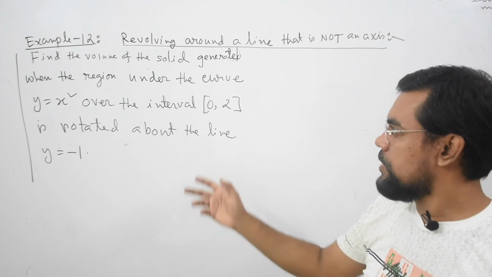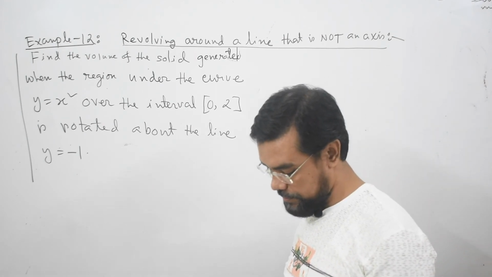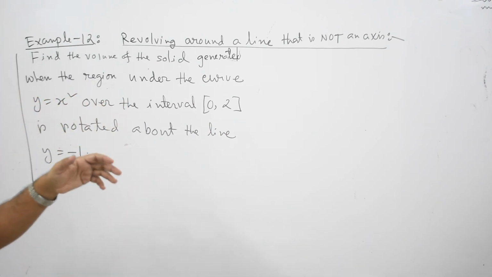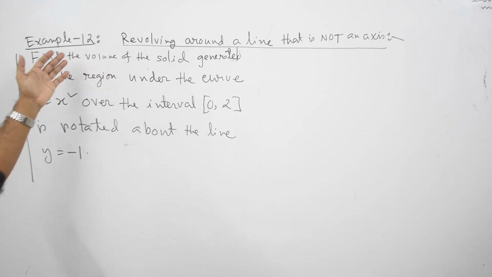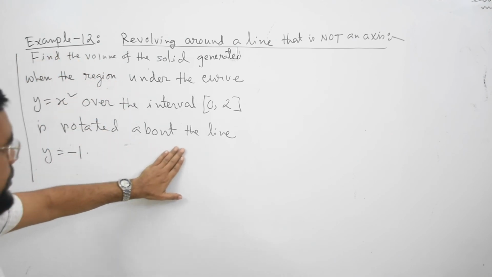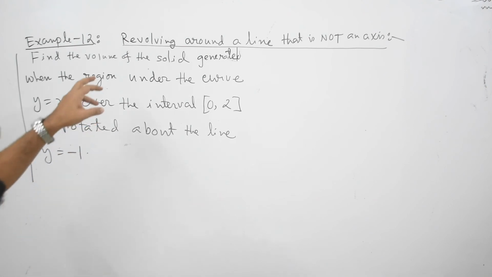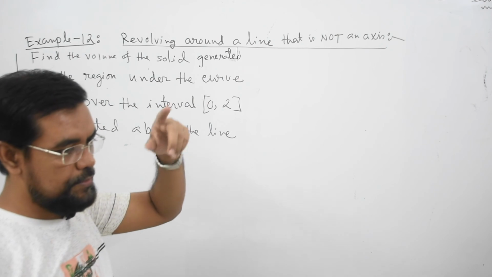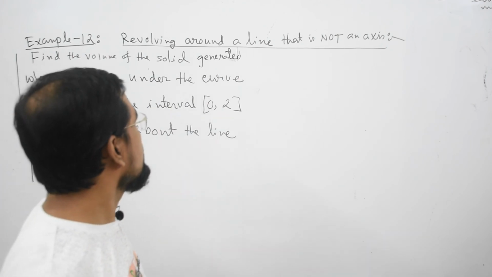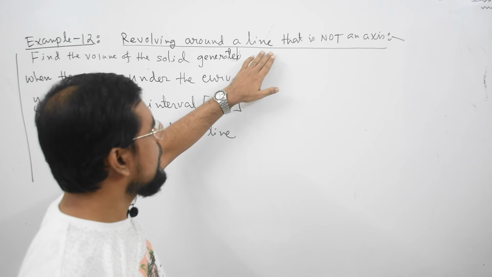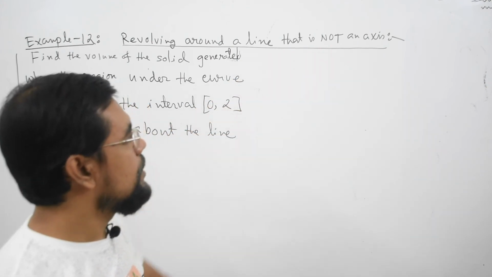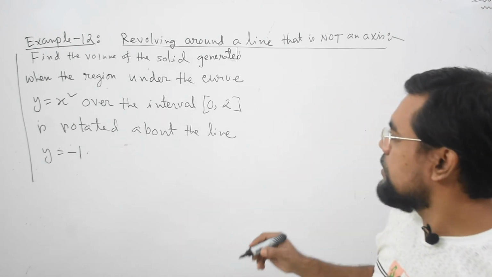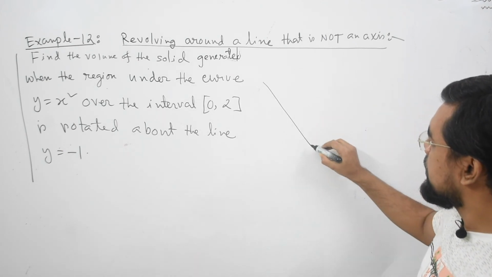So let us try to understand our last example in this lecture, and in this topic, the method of washers. This example is a bit different from what we discussed before. Revolving around a line, the region bounded by given curves: if you revolve around a line that is not an axis, then how can we deal with these types of problems? Let me first sketch the graph.